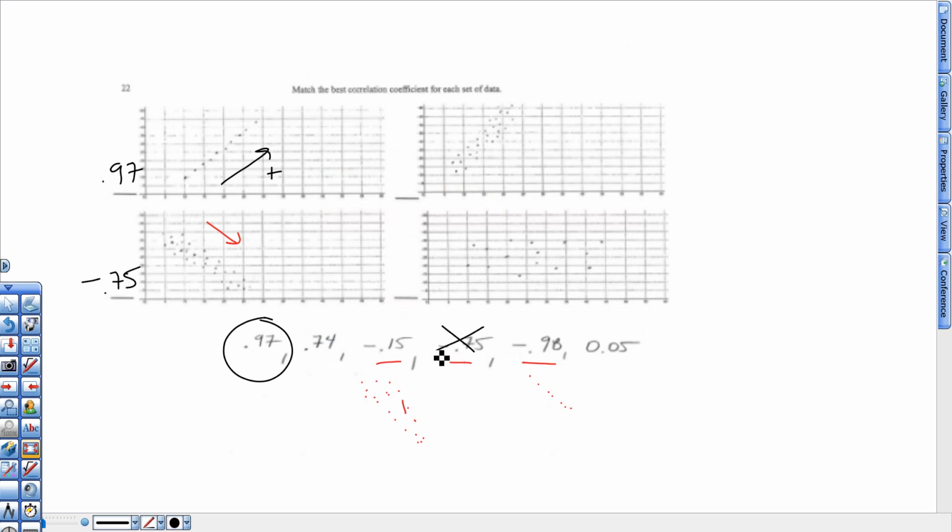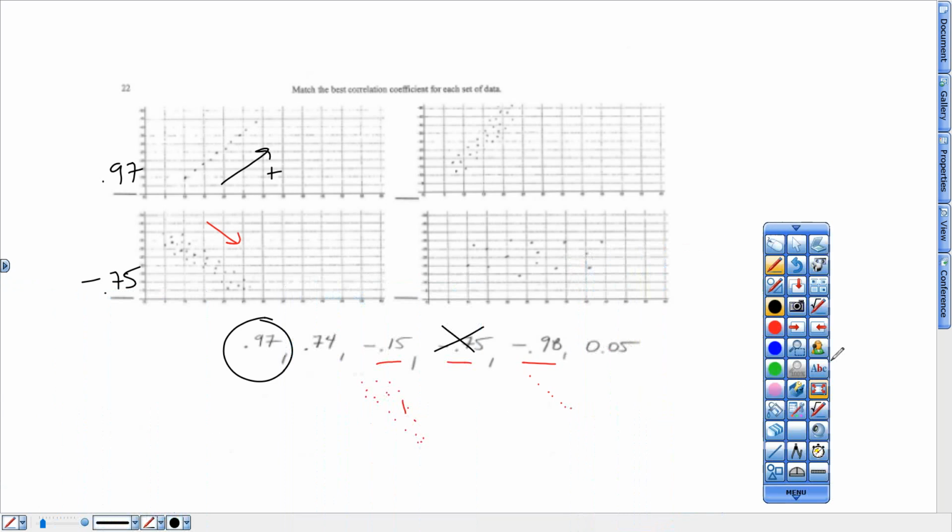And then I look over here. This one is going uphill. So the only uphill ones I have now are this guy and this one, and there's no way it's 0.05. That's super scattered. So this one is 0.74. And then, of course, my last one there I could see has it super duper scattered. So the very, very lowest one is that 0.05. That's how I'm going to fit those in there.